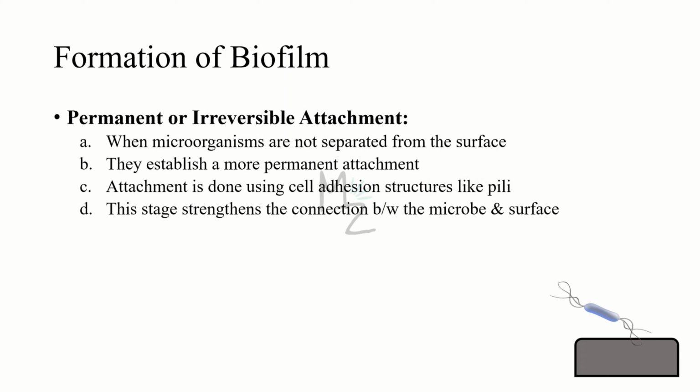The second stage is permanent or irreversible attachment. When microbes or the microorganisms are not separated from the surface for a long time, they establish a more permanent attachment, as you can visualize there. Attachment is done using adhesion structures like pili or other appendages. This stage strengthens the connection between the microbe and the surface.